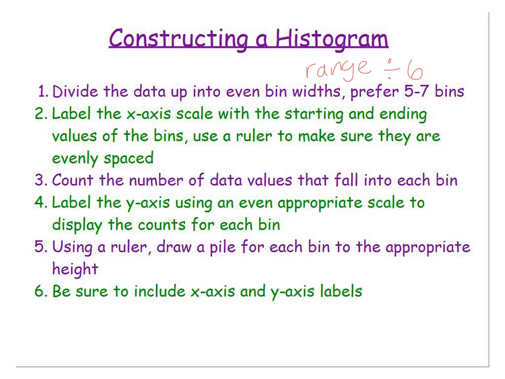So that'll give you an idea as to how wide to make each bin. Then you have to figure out a starting value to label your x-axis with. Well, you have to cover the entire range of data. So your starting value would definitely need to be less than or equal to your smallest value. If your smallest value is a random number like 7, you don't need to start at 7, you can start at 5. Or you can even start at 0. It just depends upon how big your data is.